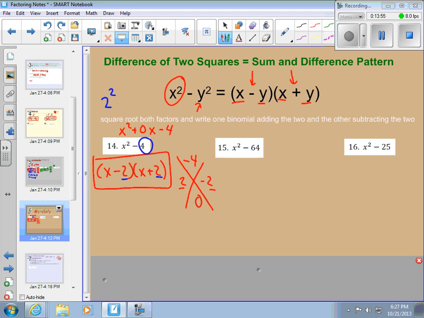Let's look at another one, number 15. X squared minus 64. This is another one where we're going to factor. It's going to be x and x. One's going to be plus, one's going to be minus. We've got to think of what's the number being squared. What number squared equals 64? Well, if you go on your calculator and do the opposite of squared, take the square root, the square root of 64 is 8. 8 is the number being squared. So this is going to be x plus 8 times x minus 8.